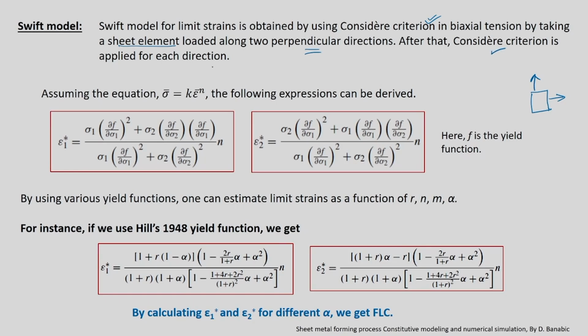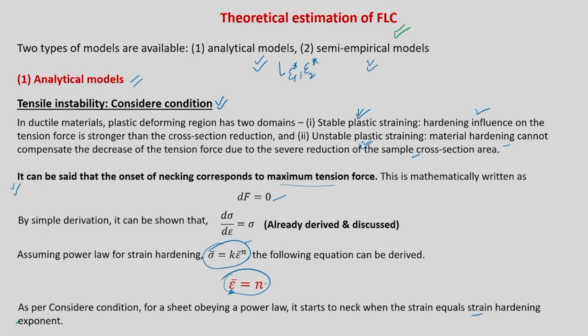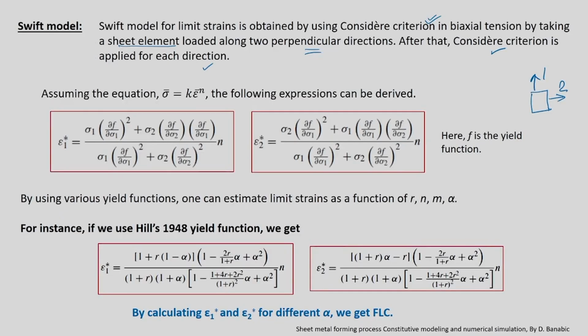Apply the Considère criterion in each direction. Along one direction, let us say along direction 2, you apply this particular condition, and of course, one can put a similar condition, your dF is equal to 0. Similarly, you can put conditions on both the directions, and if you assume the same power hardening law, sigma is equal to k epsilon power n, you will get two important expressions, one for epsilon 1 star and epsilon 2 star. Epsilon 1 star and 2 star are nothing but the data points on the forming limit curve.